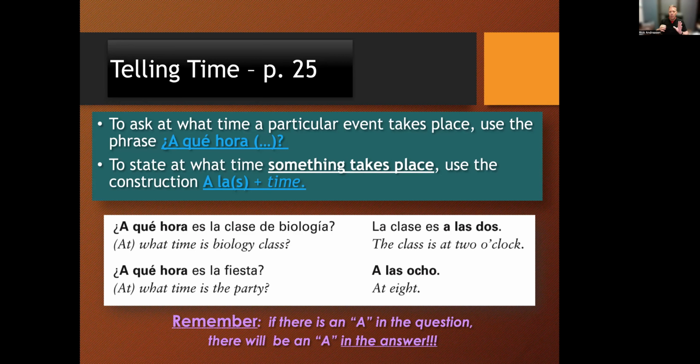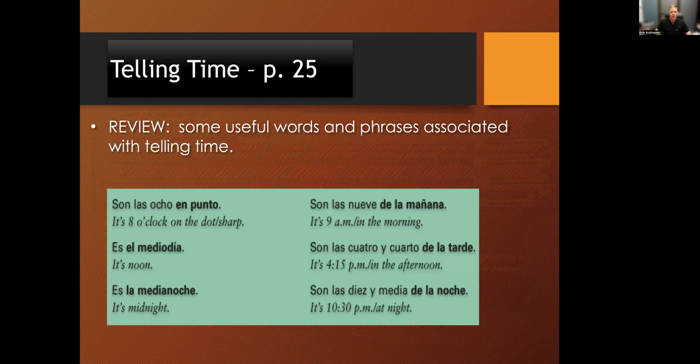It's awkward to begin a question like that, at what time is biology class? We do that because the a in Spanish comes first, even though you probably say, hey, what time is biology class? If you remember that you're asking at what time it is, then that helps you remember to use the a in Spanish. So that's the tip for the day: if there's an a in the question, there's going to be an a in the answer. So ¿a qué hora? is a way to ask what time something's happening, and es a las is the way you answer that back.